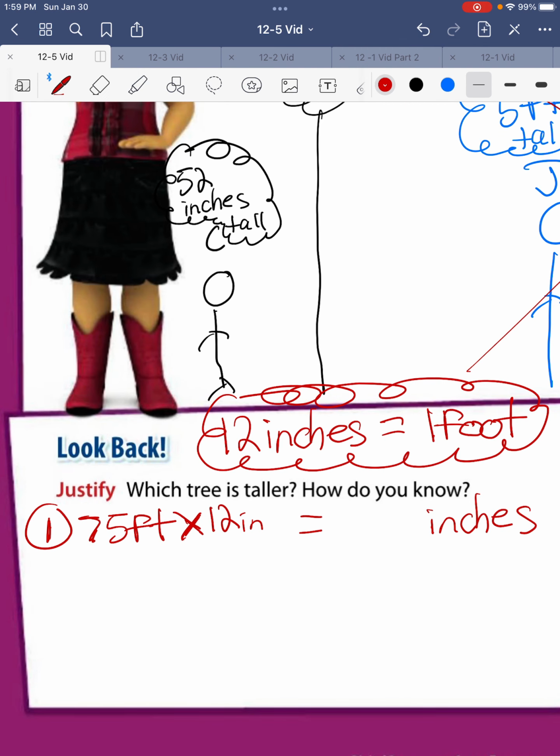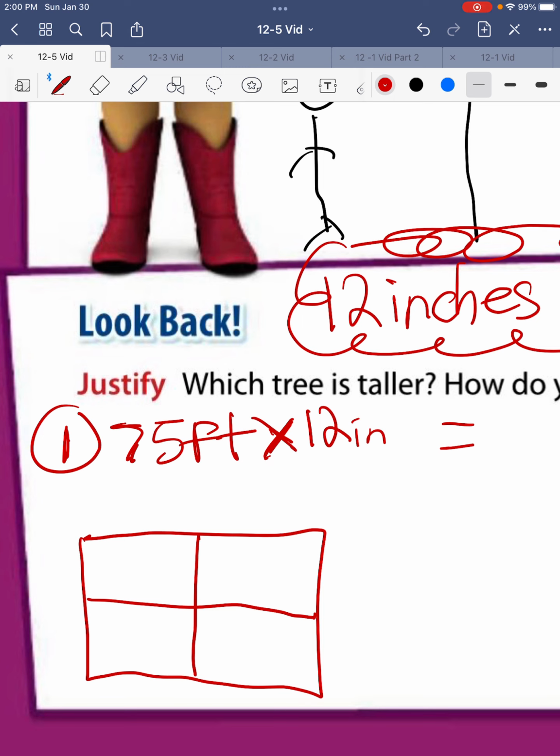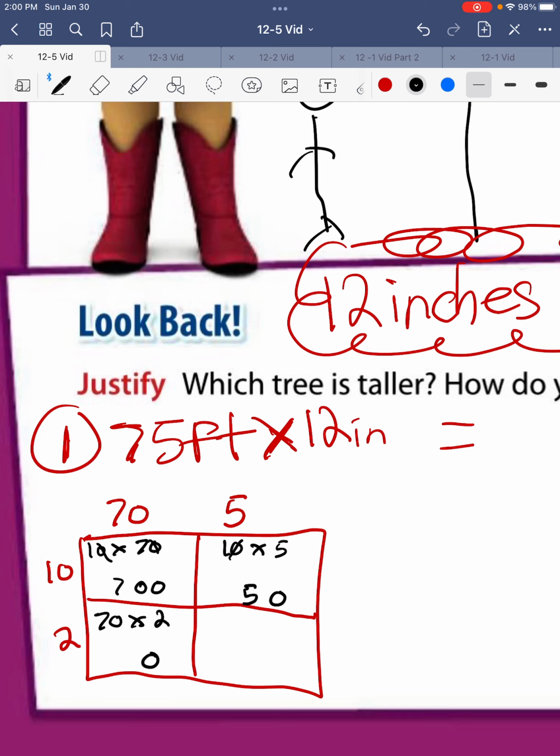So for here, I'm going to draw my box, because I'm going to multiply a 2-digit number by a 2-digit number. I'm going to expand 75. So I have 70 and 5. I'm going to expand 12. I have 10 and 2. So now I'm going to multiply 10 times 70, there are 2 zeros, cross them out. 1 times 7 is 7. 10 times 5, there's 1 zero, cross it out. 1 times 5 is 5. 70 times 2, there's 1 zero, cross it out. 7 times 2 is 14. And 2 times 5 is 10.